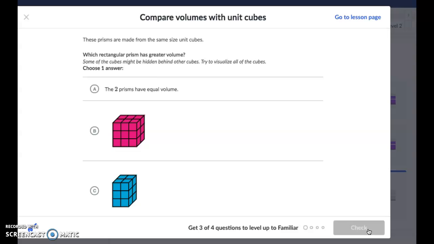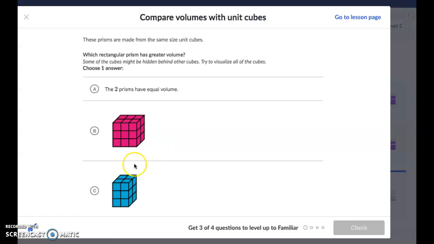Some of the cubes might be hidden behind other cubes. Try to visualize all of the cubes. Choose one answer. So do both prisms have equal volume? Is this one a greater or is this one a greater volume? So to figure this out, we're going to have to figure out the volume of B and C.